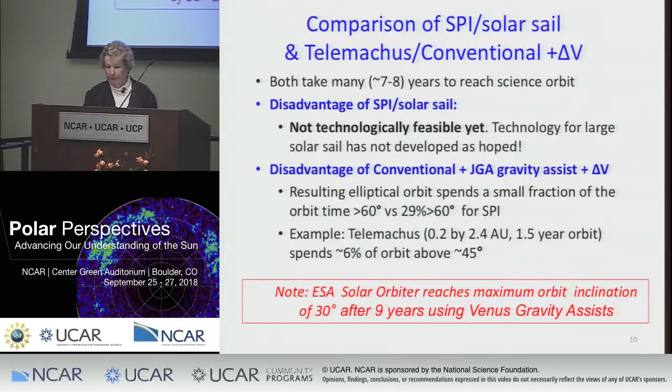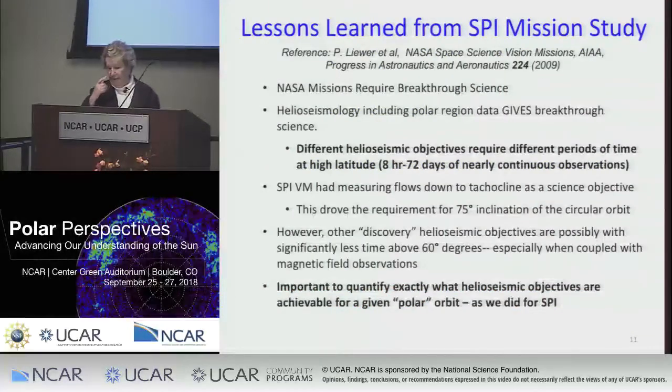Okay, so I'll make a slight shift here and talk about the lessons learned from the SPI vision mission study. We've talked a lot about how a NASA mission has to have discovery science, breakthrough science, some very important science if it's going to be selected. And it's clear to me, at least, that the helioseismology, including the polar regions, is definitely discovery science.